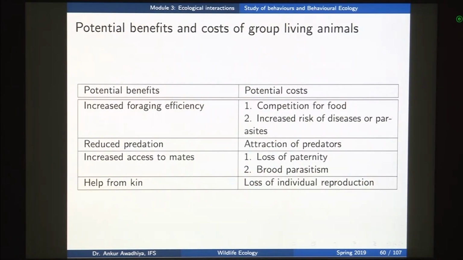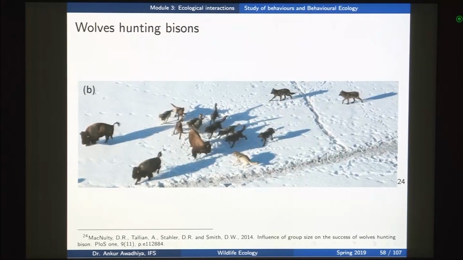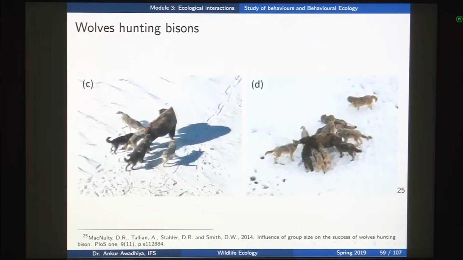So, we can say that in the case of group living animals, if you look at the cost and benefits, the benefits are increased foraging efficiency. Essentially, if you are living together, if you are hunting together, there is a greater chance that you will be able to hunt somebody. So, in the case of these wolves, they were able to hunt because they are of a larger size. If there was a single wolf, probably it would not be able to hunt the bison.